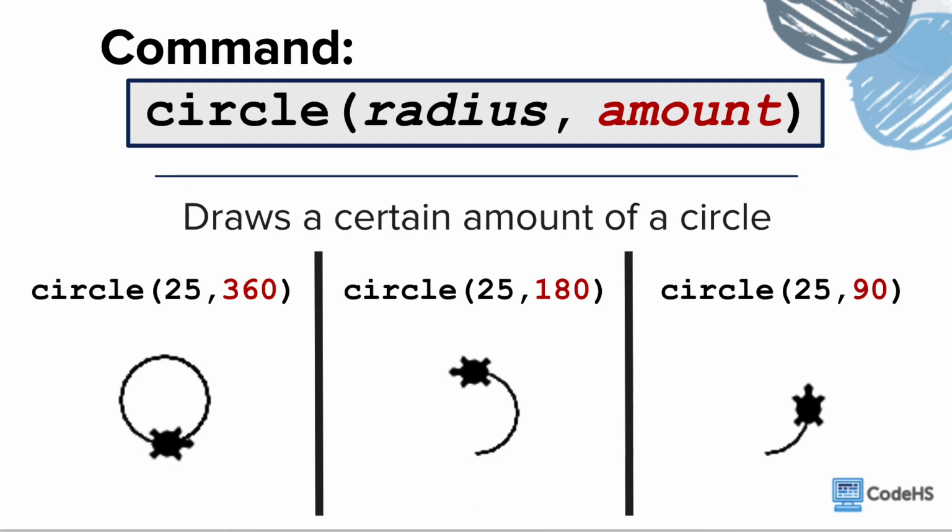Now that we've seen the degrees of a circle, it's easier to understand that if you enter 360 as the amount, Tracy will draw a full circle. This is our default. If you enter 180, Tracy will draw you a half or a semicircle. And if we enter 90 degrees, Tracy will just draw a quarter of a circle. Now let's use these new commands to help Tracy and Karel get their snorkel gear.